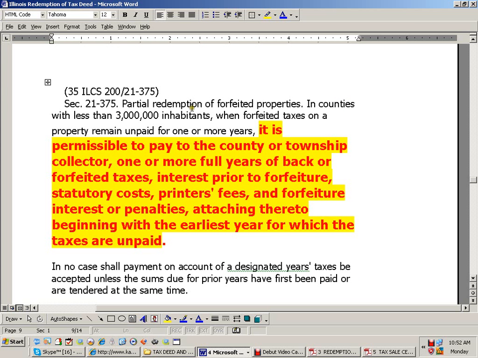Yes, now partial redemption of forfeited properties in counties less than 3 million inhabitants: when forfeited taxes on a property remain unpaid for 1 or more years, it is permissible to pay to the county or township collector 1 or more full years of back or forfeited taxes, interest prior to forfeiture, statutory costs, printer fees, forfeiture, interest, penalties attaching thereto, beginning with the earliest year in which the taxes are unpaid. Okay, so you can pay them all. It's permissible to pay all your taxes. And that way, there won't be any lien against you next time for not paying your taxes.